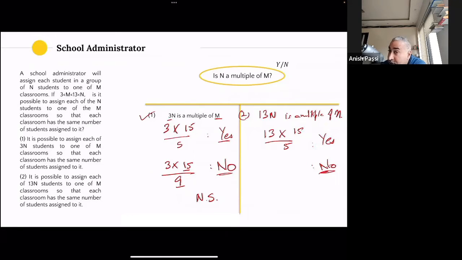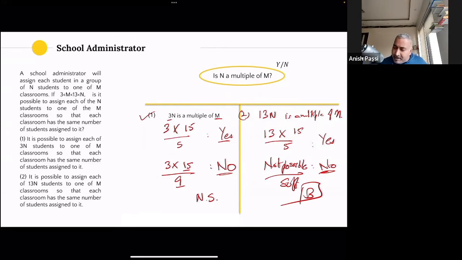This is not possible. I was trying to figure out a no value. While doing that, I realized, hold on, to get a no answer, the denominator should not get completely cancelled with n, but after 13 comes in, it should get completely cancelled. That means the denominator should cancel with 13. That means the denominator should be a multiple of 13. But wait, that can't be true. So, not possible. Therefore, if 13n is a multiple of m, definitely n will be a multiple of m. So second statement is sufficient. The answer is B.